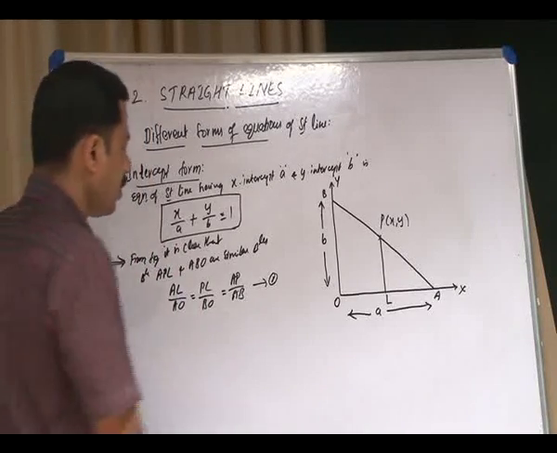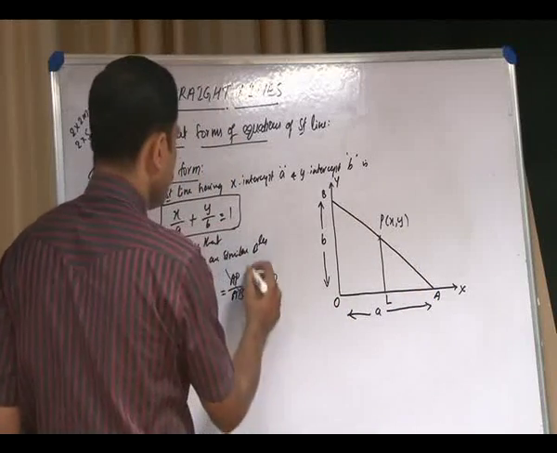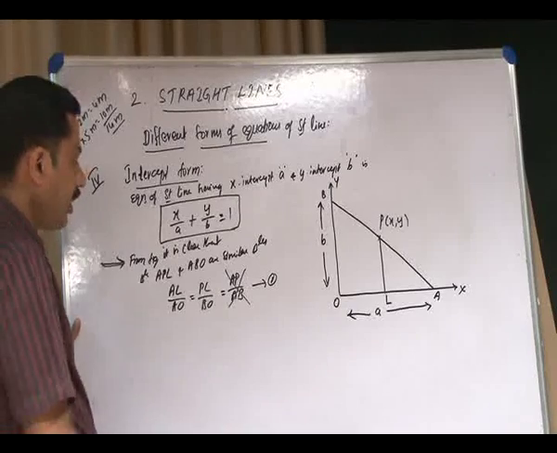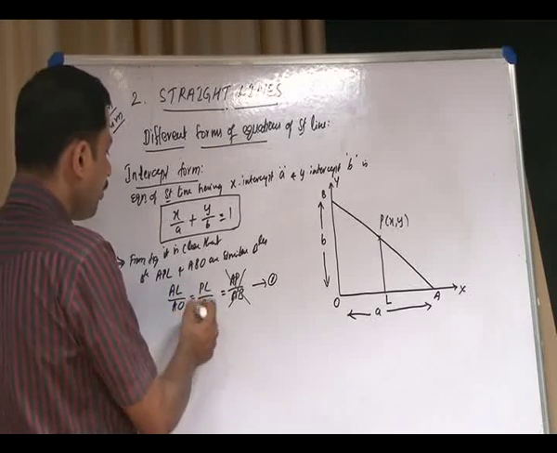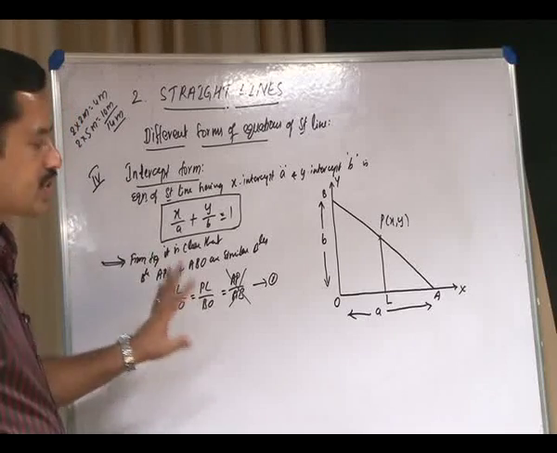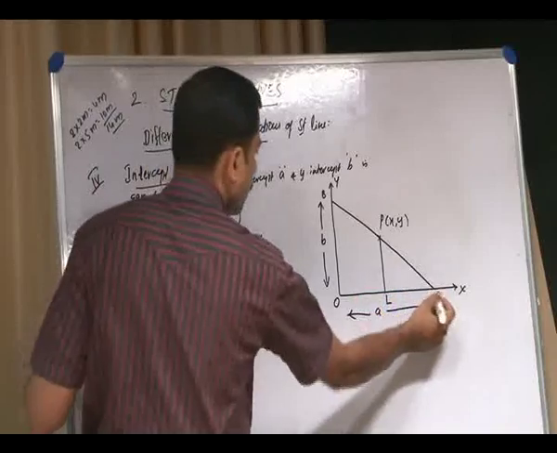So here also AP and BP, this is unknown, so neglect this ratio. If we neglect this ratio, we get AL divided by AO is equal to PL divided by BO. So if we substitute the corresponding values here, AL is this one.